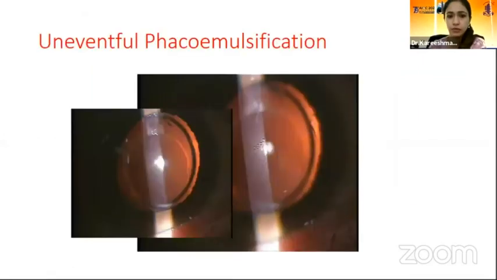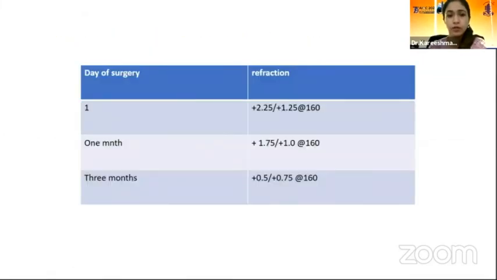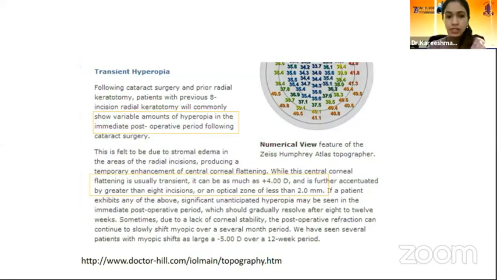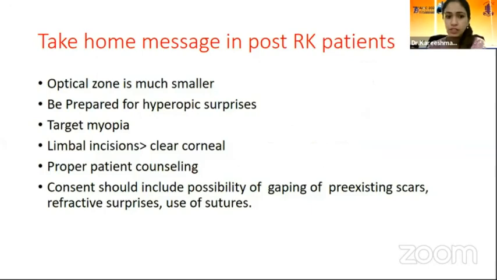We did an uneventful phacoemulsification, but we got a post-op surprise of +2.25 with a slight cylinder on day 1. If you see the way it progressed, it reduced over a period of 3 months. So the take-home message is that you do have transient hyperopic shifts in post-RK patients. Because their optical zone is much smaller, you always try to target a little more myopia.